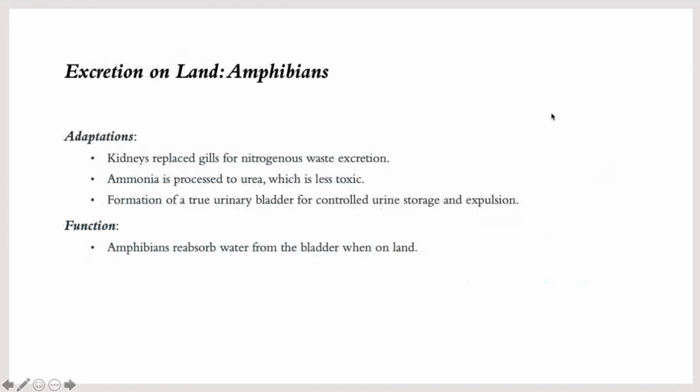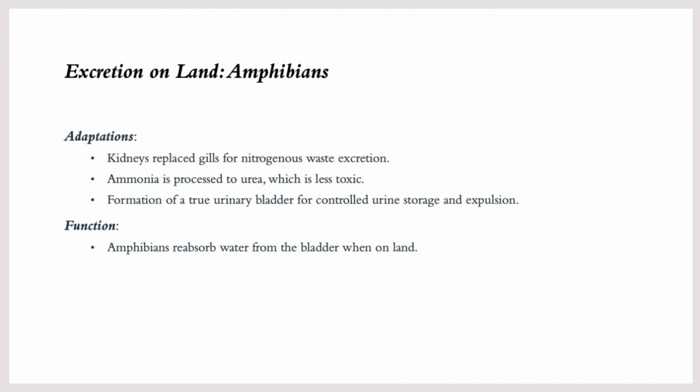Okay. Now, the excretion on land for amphibians. Kidneys replace the gills for nitrogenous waste excretion. As you know, amphibians, when they became adults, they lost their gills. The ammonia becomes processed to urea, which is similar to us as humans. And this urea is toxic, but it is less toxic than ammonia.